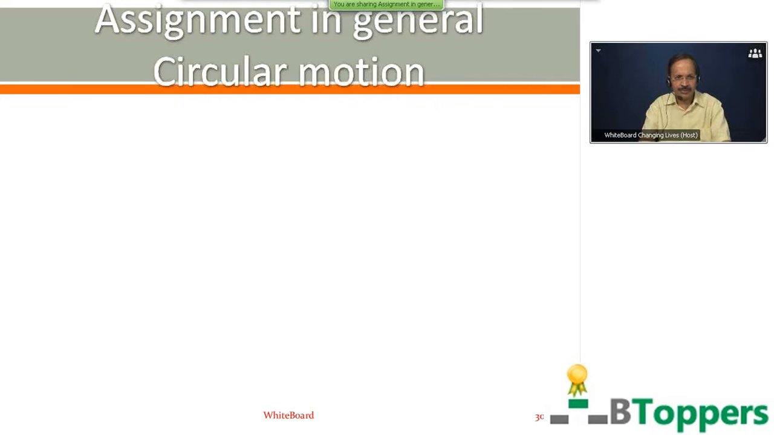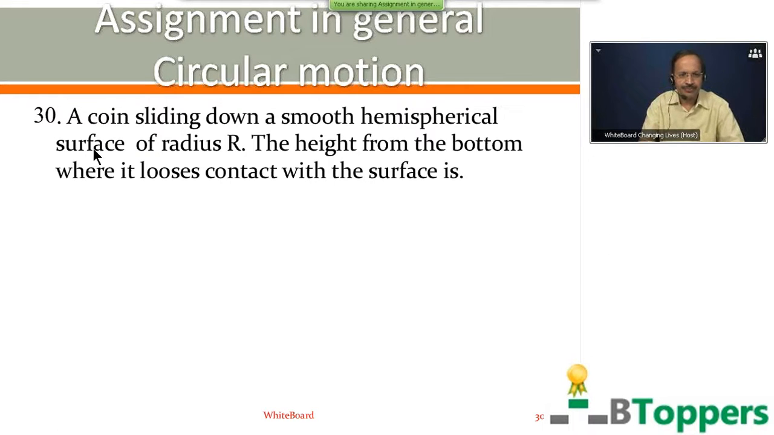I am going to show the next question on screen. See the question number 30. A coin sliding down a smooth hemispherical surface of radius r. The height from the bottom where it loses contact with the surface is.